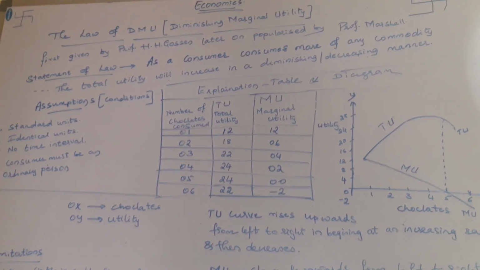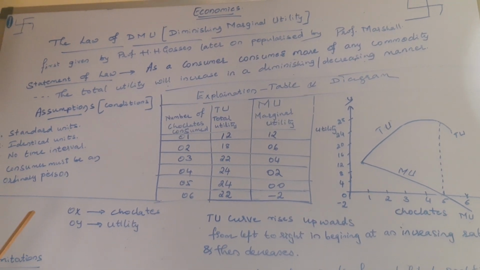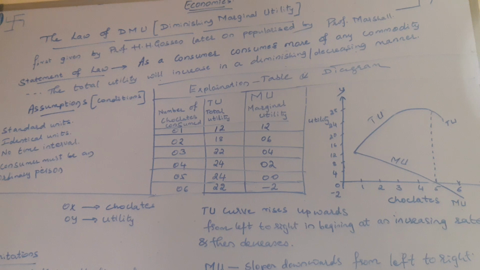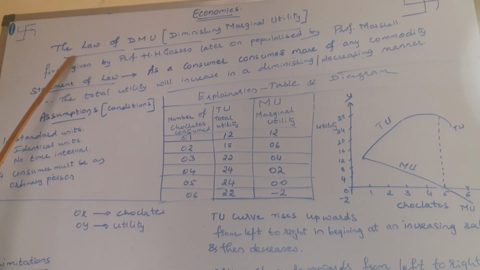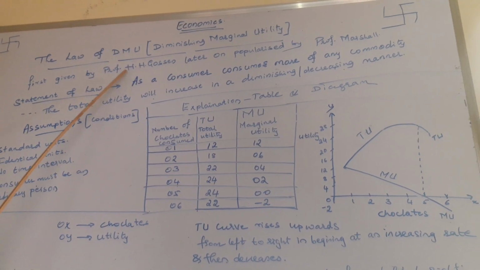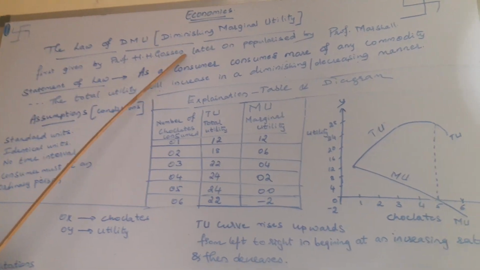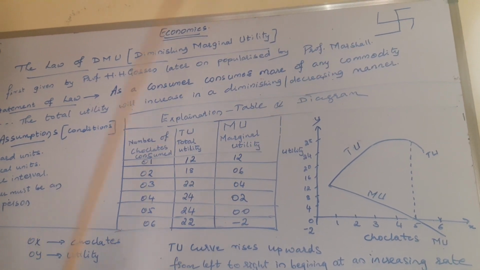So the law of diminishing marginal utility is basically based on one of the features or nature of human wants, that is a particular want can be satisfied at a particular point of time. So the law of DMU was first given by H.H. Gossen. Later on it was popularized by Alfred Marshall.